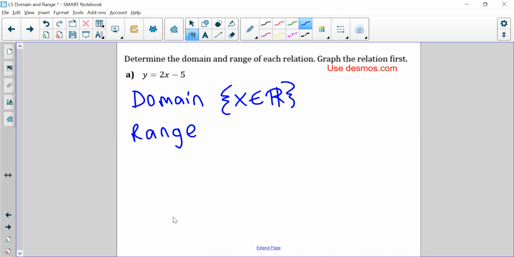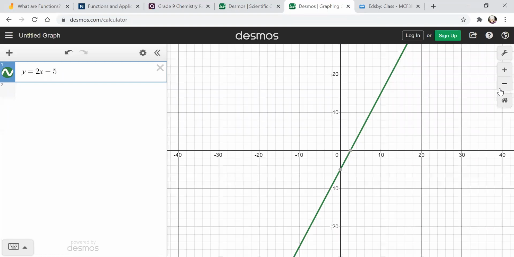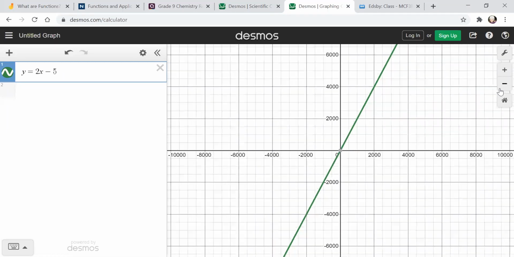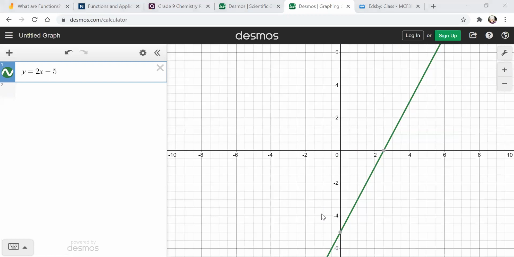Are there any limitations? Let me go back to that graph for a second on how far it's going in my y values, which is the vertical axis. Are there any limitations on this function? No. So what am I going to write for the range?